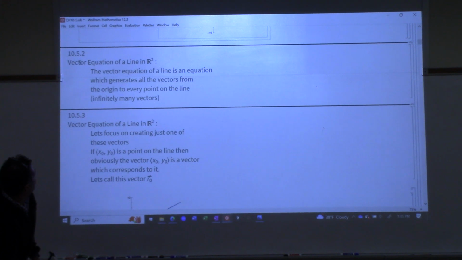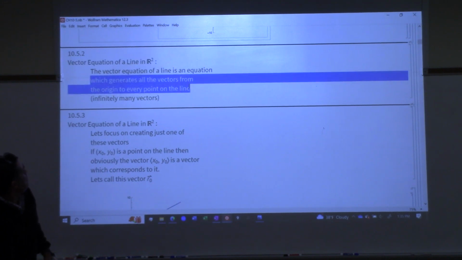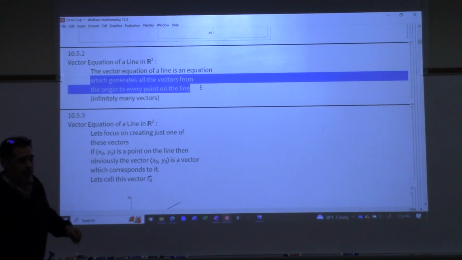So this is it. Vector equation of a line in two-dimensional space. The vector equation of a line is an equation which generates all the vectors from the origin to every point on that line. That is our new definition of a vector equation of a line.